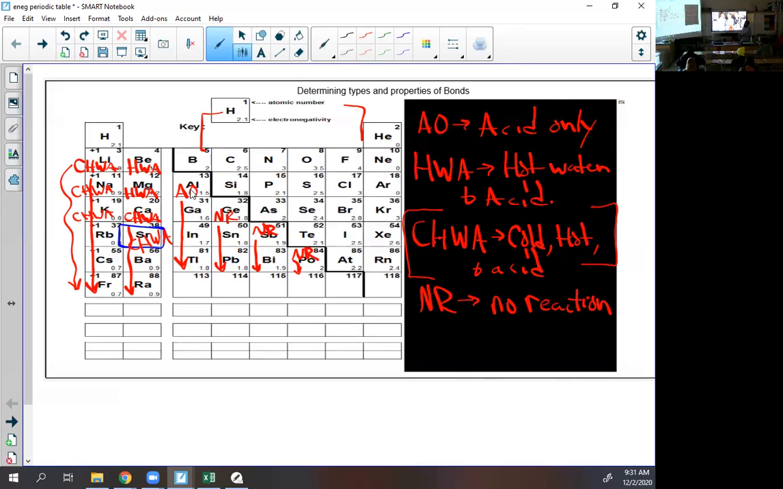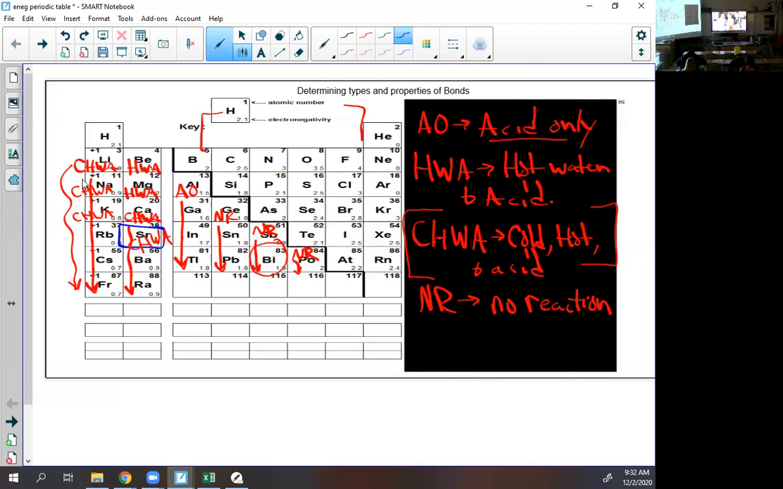AO for all of aluminum and lower. AO means they react with acids only. So they're even less reactive than the first two columns. I have to have acid, and really I have to have concentrated acid to get it to react. And then the rest of the metal families right here, NR means no reaction. So if I put bismuth in hot water, cold water, or acid, it wouldn't matter. It won't react at all.